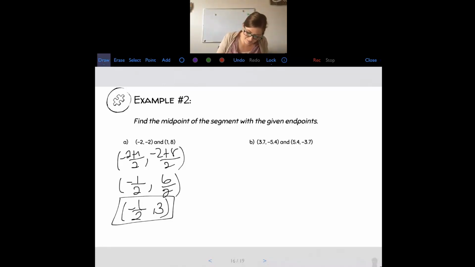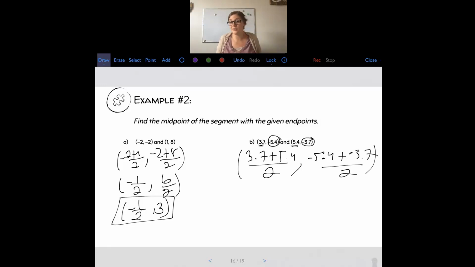Okay, looking at part B, my midpoint, again, 3.7 plus 5.4. So I'm adding my x coordinates together and dividing by 2. And then I'm going to add my y coordinates together and divide by 2. And for this one, I'm going to use a calculator. So 3.7 plus 5.4. Be very careful. Hit equals and then divide by 2. Your calculator only knows what you tell it to do. Let me write this down real quick. 4.55. So if you did 3.7 plus 5.4 divided by 2, you would get 6.4.